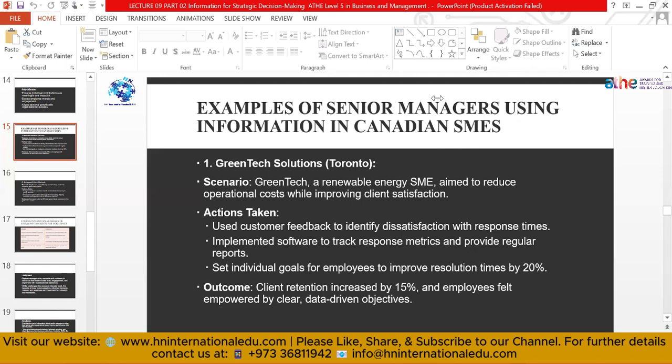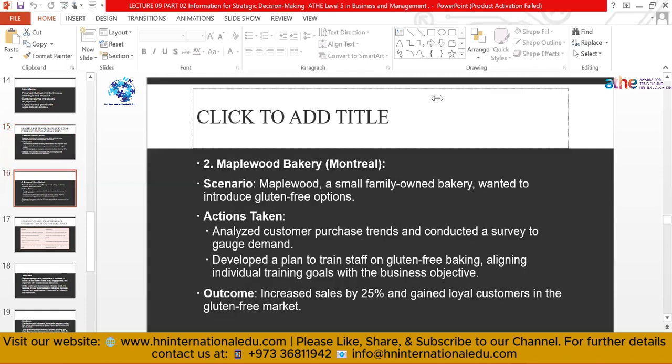What was the outcome? Simple. Client retention increased by 15%, and employees felt empowered by clear data-driven objectives. You perform well when the goals are already given to you. The set targets are given to you, you only need to implement them and have a proper check and balance on it. Next, Maplewood Bakery in Montreal.